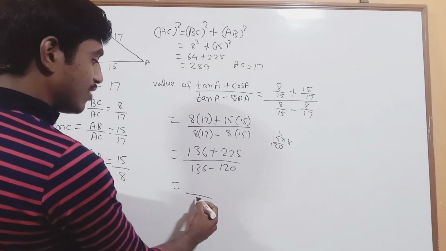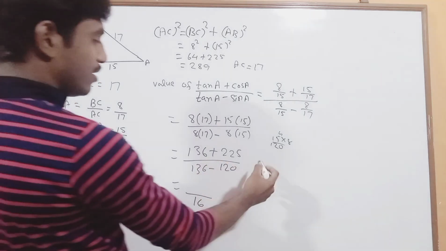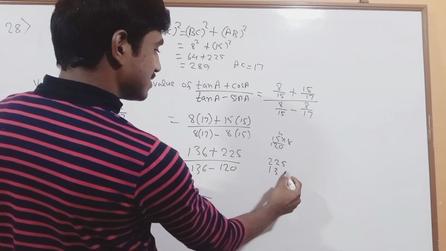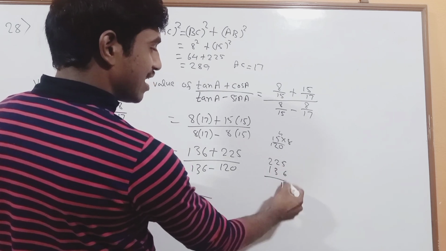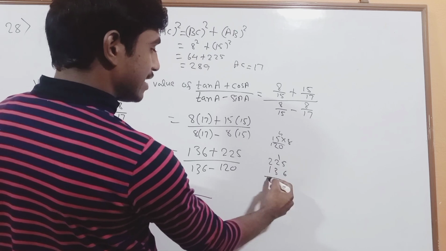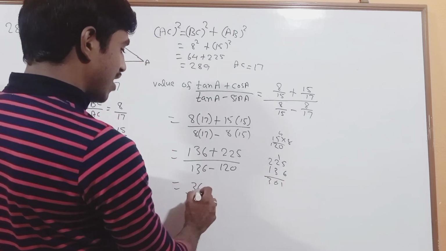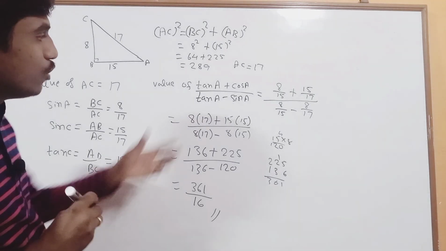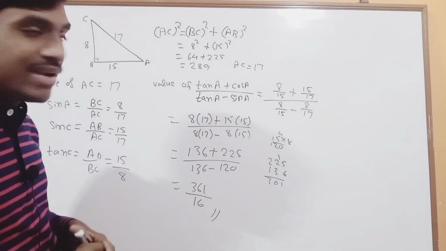136 minus 120 is 16. And here 225 plus 136. So when we add 6 plus 5, 11, carry 1, 3, 4, 5, 6, 3. So 361 by 16 is the value of tan A plus cos A by tan A minus sin A.